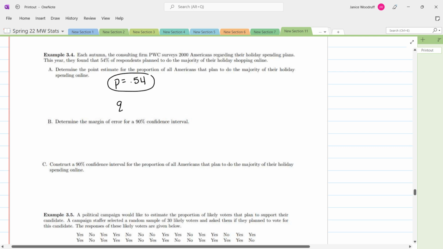Let's go ahead and find Q. That should be 0.46. Okay, 54 and 46 add to 100. Our sample size, 2,000. All right, margin of error for a 90% confidence interval. Margin of error, this is a proportion, so we want Z times the standard deviation of P hat. Okay, so we'll go ahead and find the standard deviation of P hat. That's going to be the square root of 0.54 times 0.46 over 2,000.